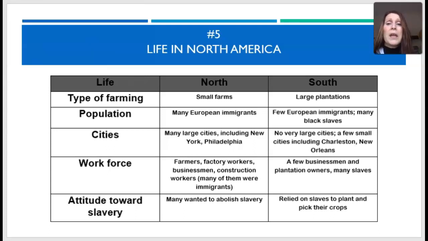Attitude towards slavery in the North, many wanted to abolish slavery, meaning make it go away. In the South, they relied on slavery to plant and pick their crops, so they relied on those enslaved people to work the farms, much as serfdom in Russia in the medieval times. Okay, so that's life in North America. That's question number 5. Again, you can always pause this video or check out the flip video slides in your OMS if I went too quickly.